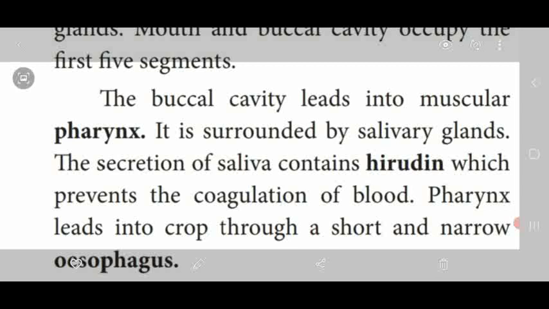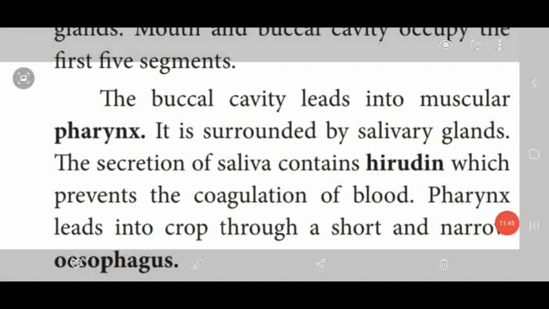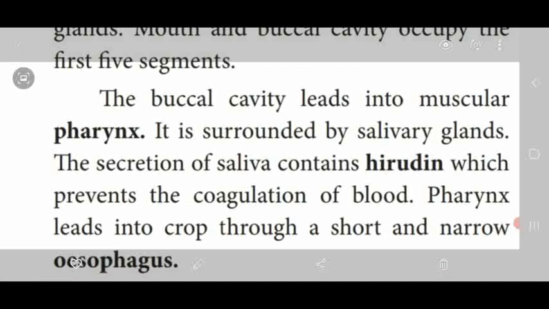Likewise, the salivary glands present in the buccal cavity of the leech secrete a chemical substance called hirudin. This hirudin prevents the coagulation of the blood. Coagulation of blood means the blood clots. Hirudin does not allow the blood to clot, that is, it prevents the coagulation of the blood.